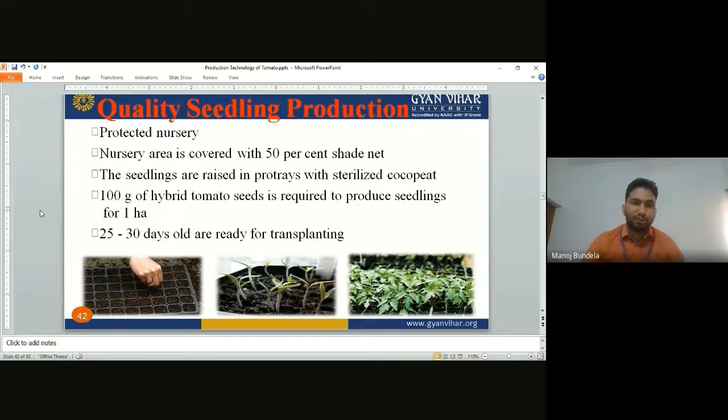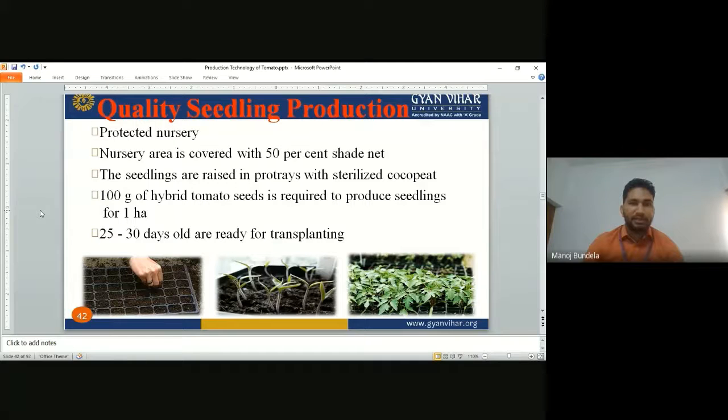Quality seedling production. Normally first we prepare the nursery bed, and for the nursery we have to select a protected area. We have to select a nursery area covered with 50% shade net. Normally we use the shade net because the shade net will reduce the temperature.